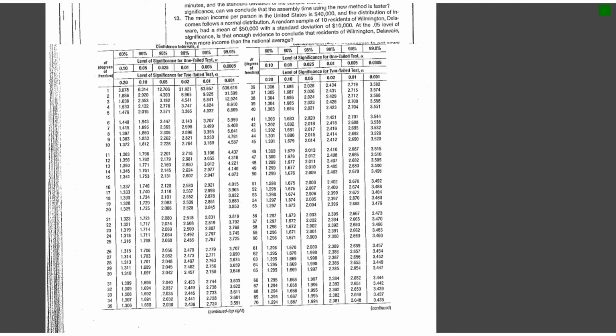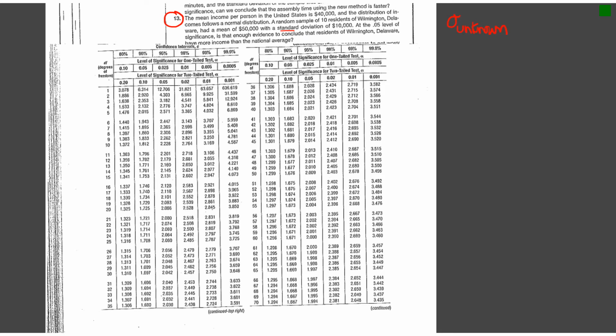Okay, so in this illustration, I am going to be looking at number 13 in your textbook. It talks about the mean income per person in the US being 40,000. They give you a normal curve, sample size 10, and the sample mean. Notice again, it's the sample standard deviation. So in this case, it's going to be a sigma unknown scenario.